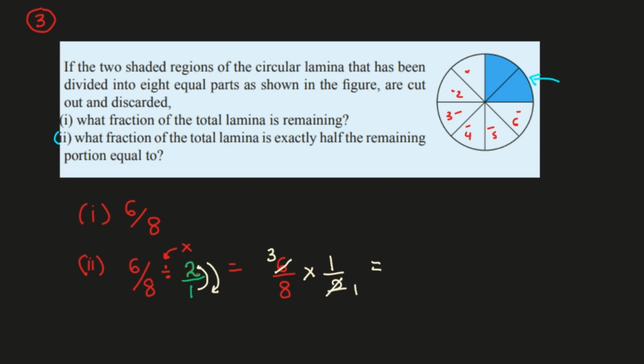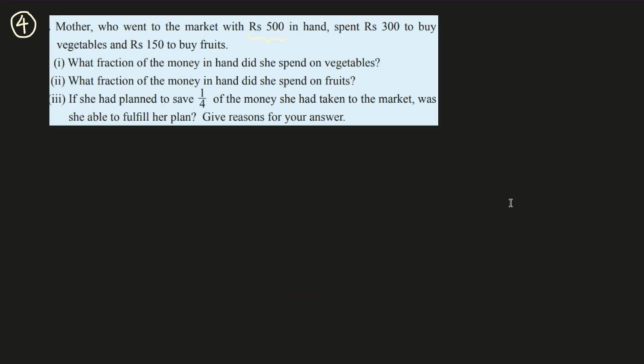So what's the final answer? 3 into 1, it's 3. 8 into 1, it's 8. So what will be the answer here? What fraction of the total lamina is exactly half of the remaining portion equal to? It's 3 upon 8. Let's move on to the fourth question.